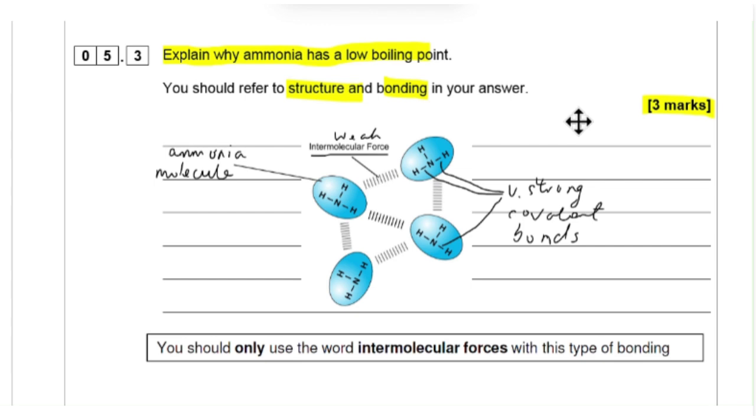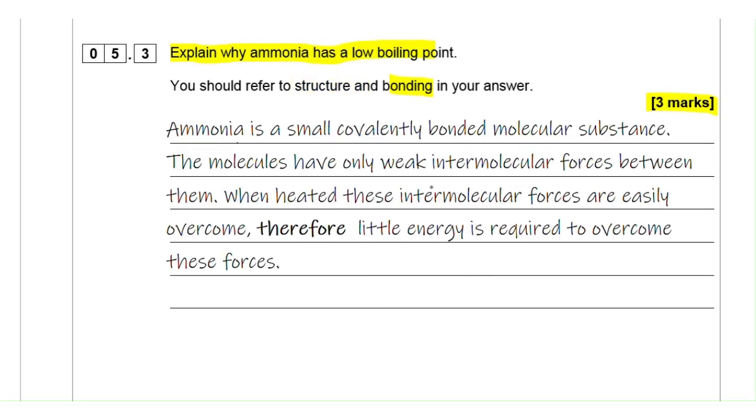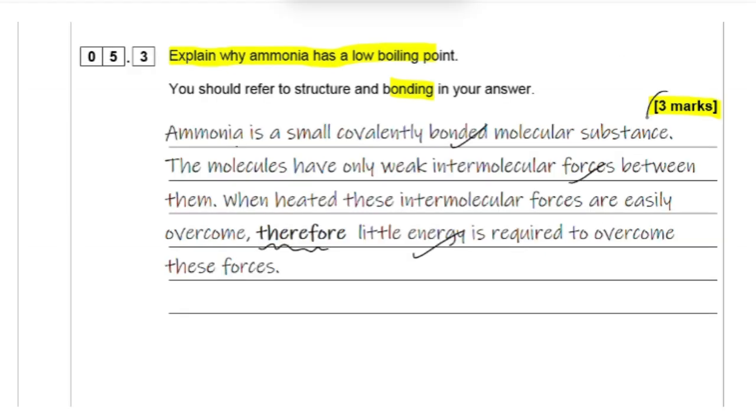So let's construct an answer. Ammonia is a small covalently bonded molecular substance, 1 mark. The molecules have only weak intermolecular forces, 1 mark, between them. When heated, these intermolecular forces are easily overcome. And here we go again. Boom. Therefore, for that explain, little energy is required to overcome these forces. 3 marks, back of the net.